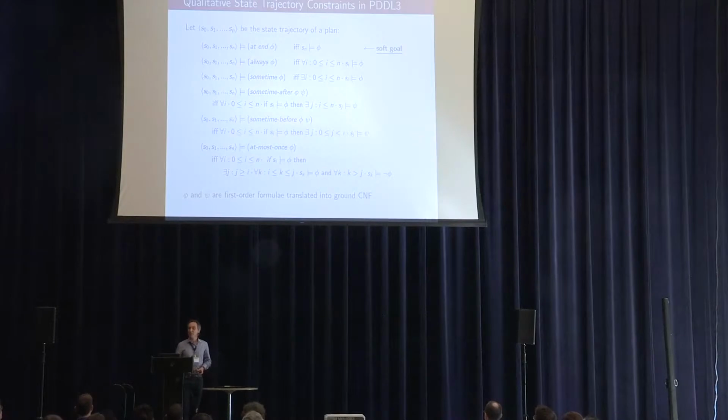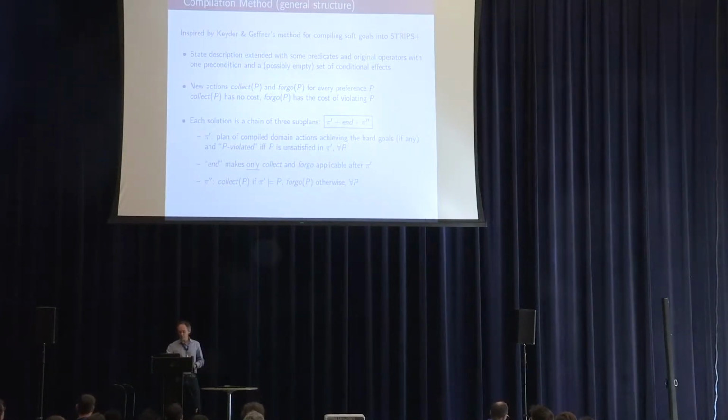So in this brief presentation, we'll focus the examples on the sometime before constraint. The compilation method is inspired by the method by Keyder and Geffner for compiling away soft goals. It has a similar structure, but many specific differences. In this approach, the state description is extended with some predicates, and the operators are extended with one precondition and a possibly empty set of conditional effects.